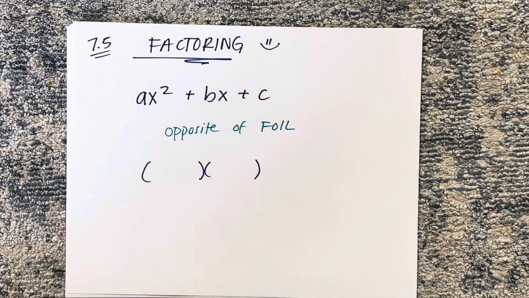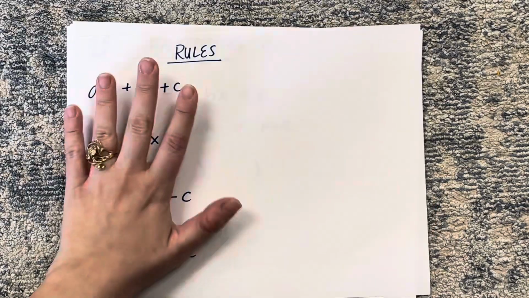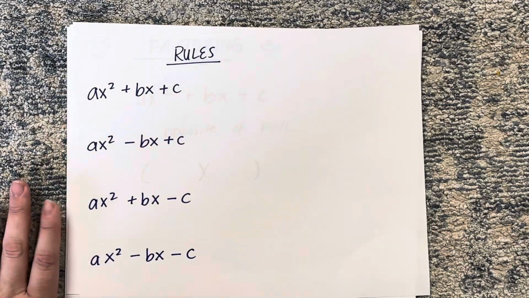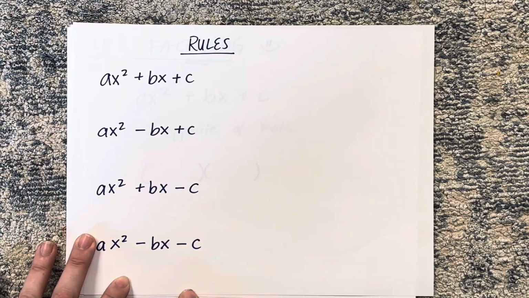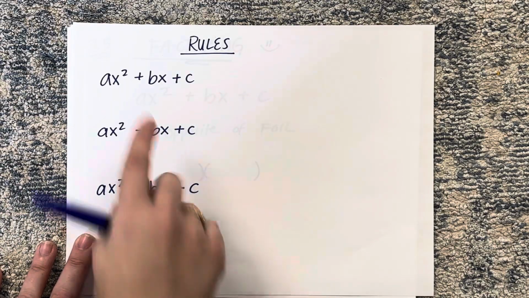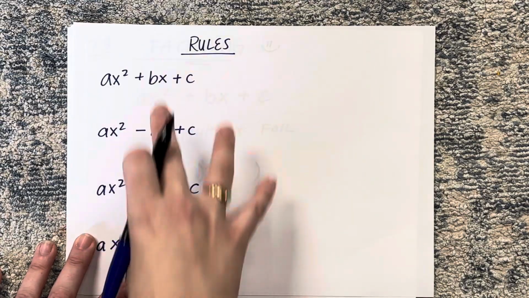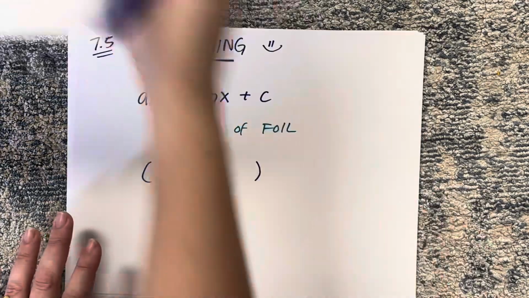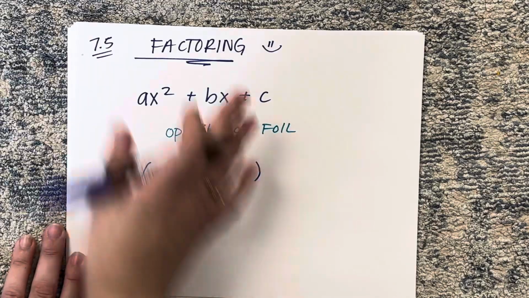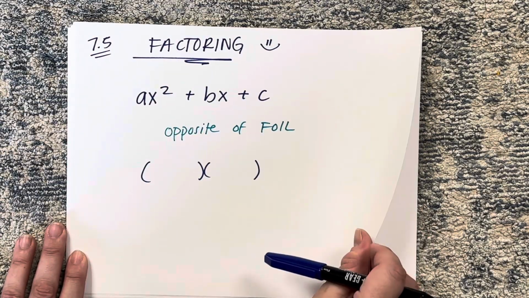Okay, so there are rules that we're going to look at for what to do when they look different ways, with pluses and minuses and different spaces here. I actually think it's easier to look at the rules once we've been through some examples. So let's do that.